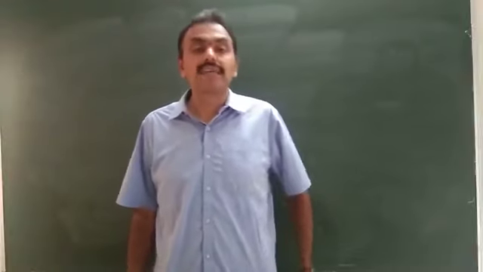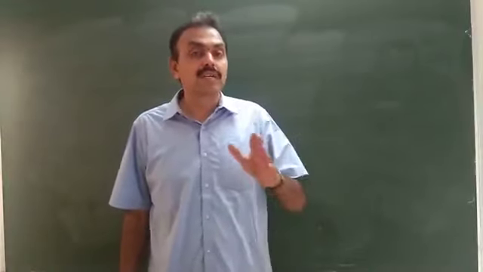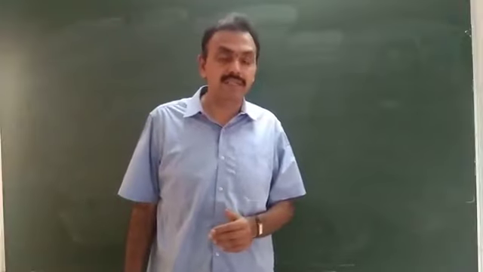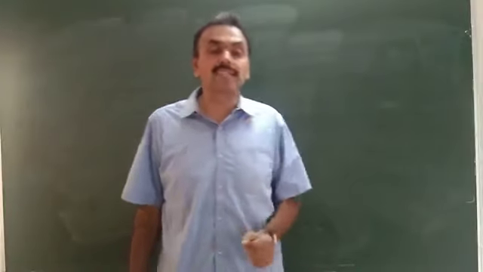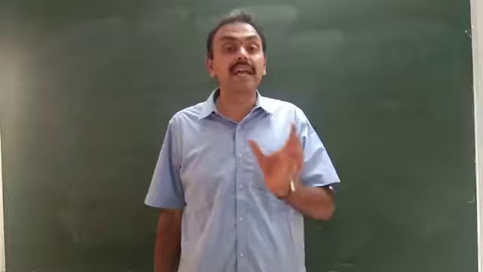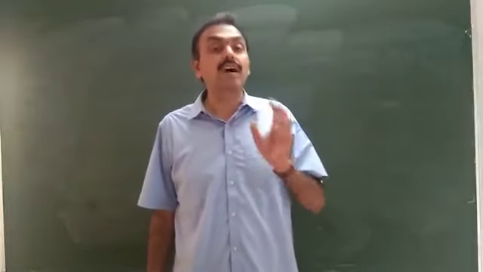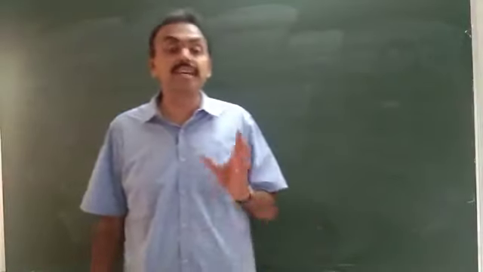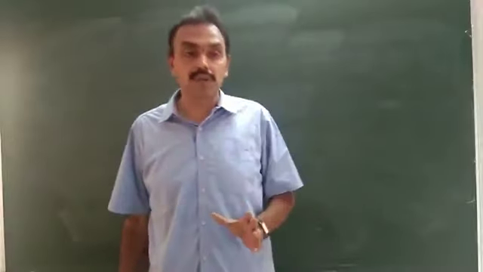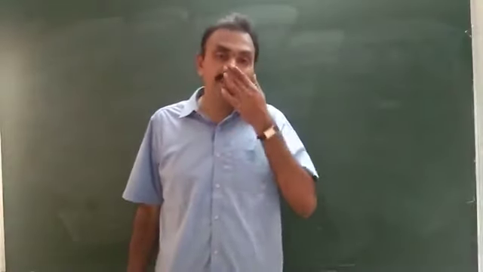Namaste students. In the last class we were studying about singular and non-singular matrices. A square matrix A is said to be singular if determinant A is equal to 0. A square matrix A is said to be non-singular if determinant A is not equal to 0. Then I told one important property.